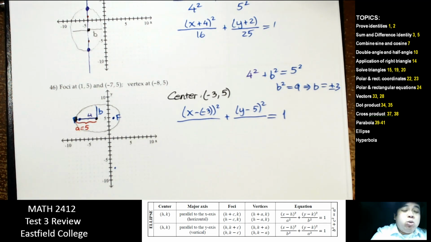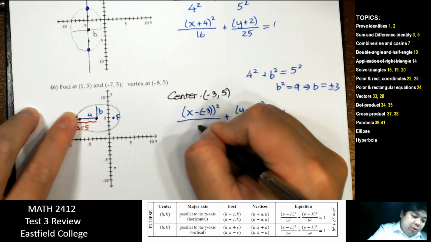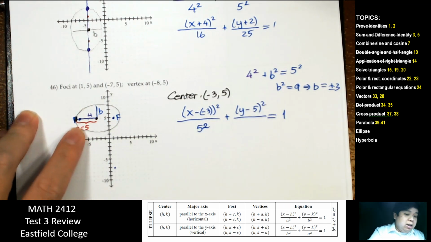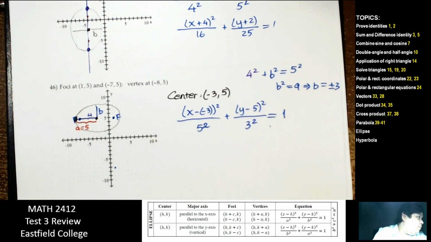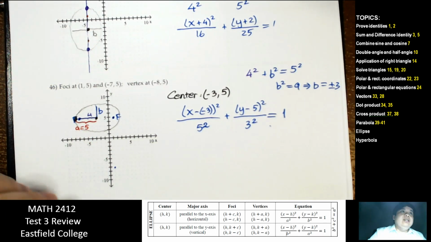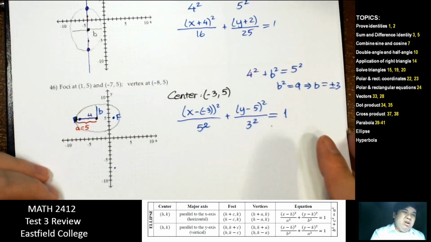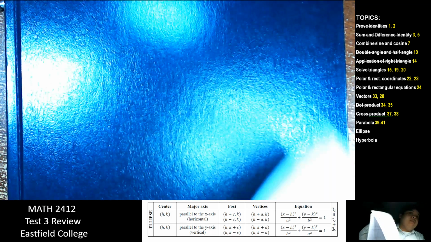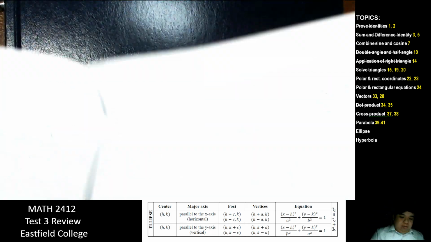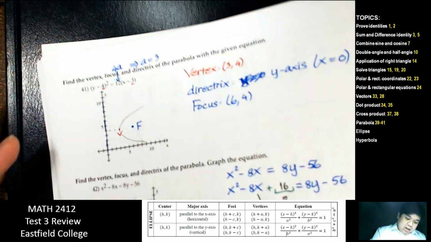It doesn't matter which one is b, which one is a. We do know that it goes left and right 5 units, so it has to be this, and goes up and down 3 units, so it has to be that. So try to tie the graph with the information of the ellipse. Pretty much for anything, we should be able to see the graph before we try to come up with the equation or the information of the conic section.